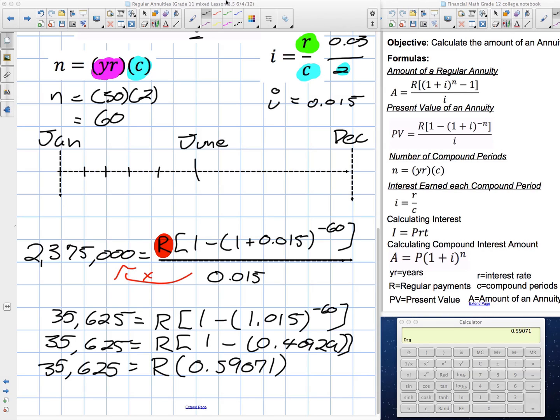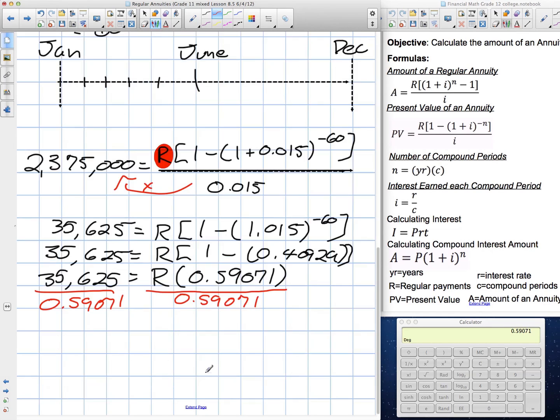Now when we bring over the 0.59071, we divide both sides by it. So these are going to be the payments. We do need to make sense of this. 35,625 divided by 0.59071 gives us 60,308 and 78 cents. We'll put it in there because they'll charge you the pennies at the bank.